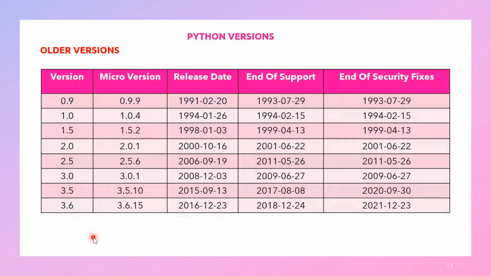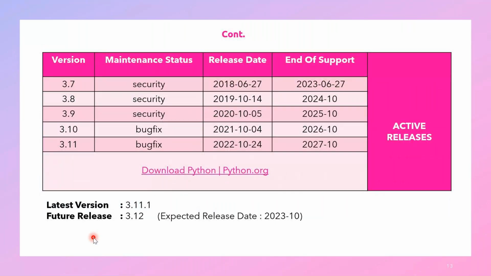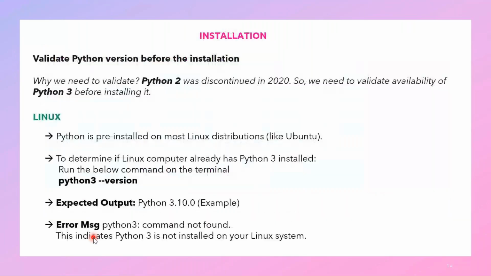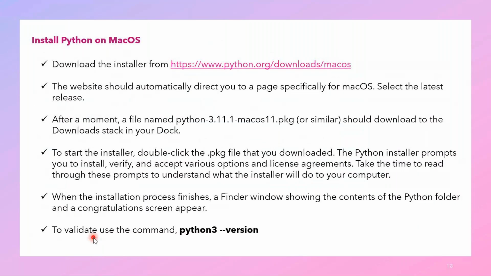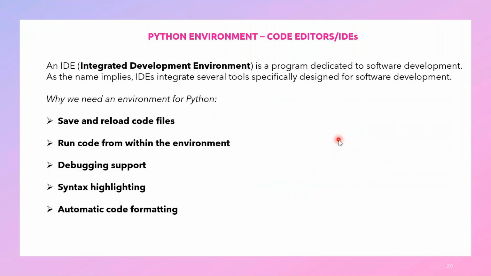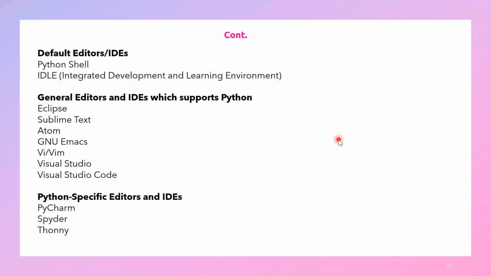Okay, when it comes to Python, there are a lot of versions available. The latest version is 3.11. So we discussed how to check the Python version and also how to install Python for different OS flavors. Finally, we discussed the code editors and IDEs available, why we are going with an IDE instead of using the command line itself, and also the general editors and the Python specific editors.